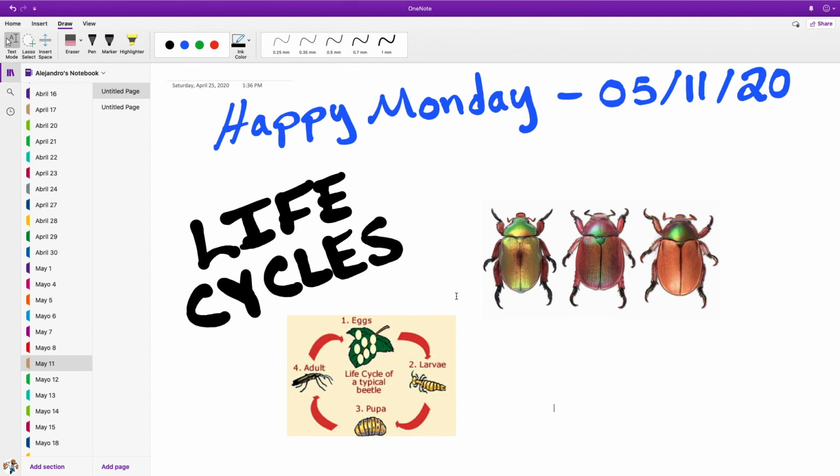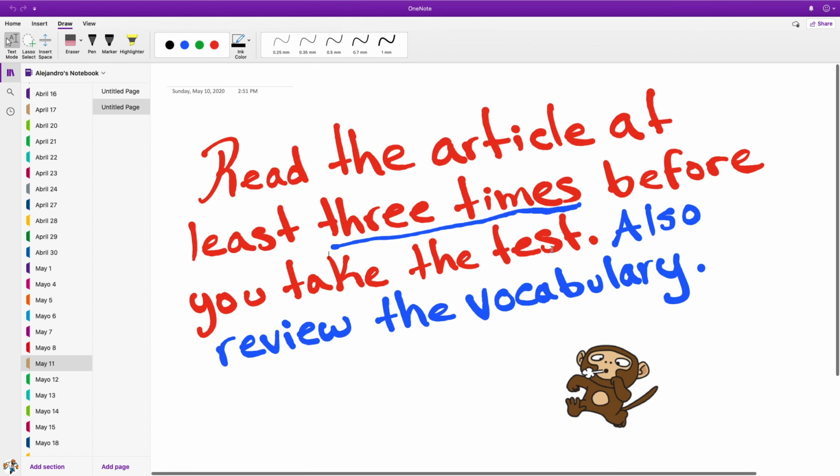Okay, guys, this is the lesson of the day, and let me give you a reminder so you can get 100 on the test. So please read the article at least 3 times. I read it to you guys. It's not that long. Please read it 3 times before you take the test, and also review the vocabulary because it is on the test. You have 3 vocabulary words, so please study them and do your best on the test.